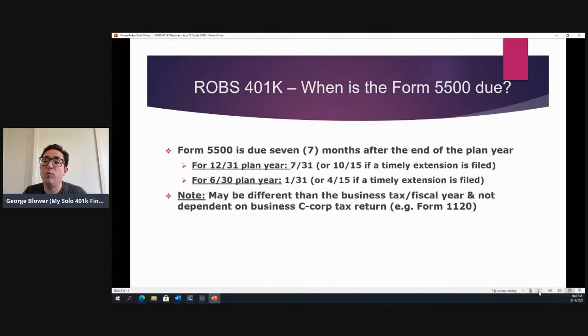If your 401k was established in the second half of the year, you'll be on a June 30th plan year cycle, which means that your Form 5500 is going to be due 7 months later. So that's going to be January 31st or April 15th if a timely extension is filed. Now, I note that your business tax year or your fiscal year for your C corporation could be different, and that's fine. There's no issue from a 401k perspective, because keep in mind that filing the 5500 is not dependent on filing your business C corporation tax return, like your Form 1120.